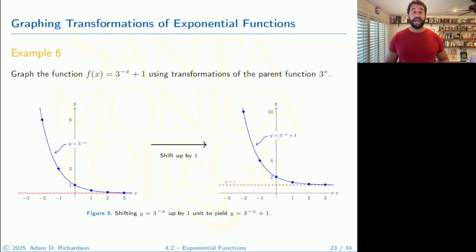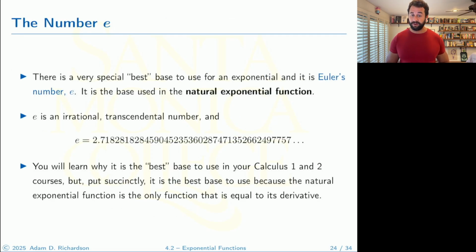All right. Now we got to talk about a very special number. I always like saying this because it's kind of funny. The number e. It turns out that there is a very special best base to use for an exponential, and that base is Euler's number, the number e. Oh yeah, this is pronounced Euler, by the way. And that number e is the base that's used in the natural exponential function, which we're going to talk about in like 2 slides. So one thing, the number e is an irrational number.